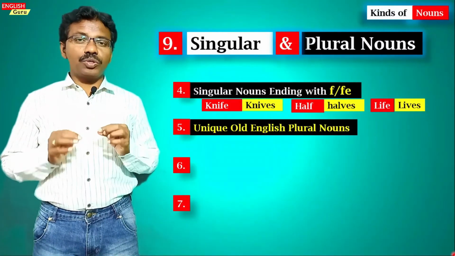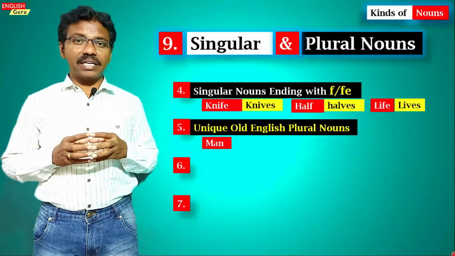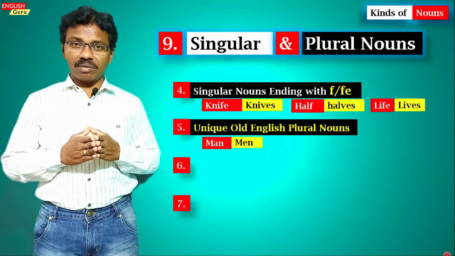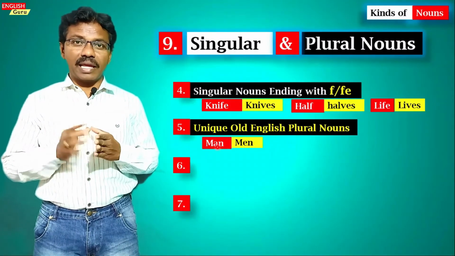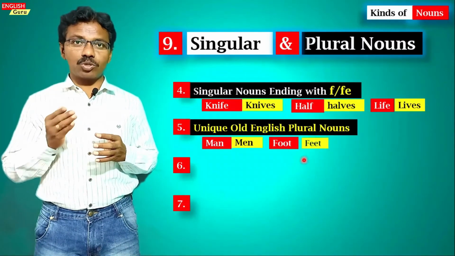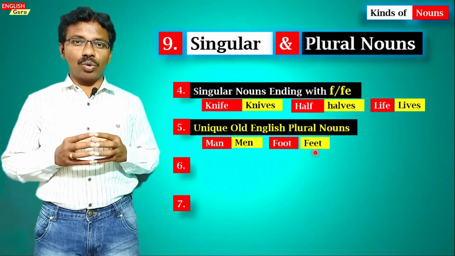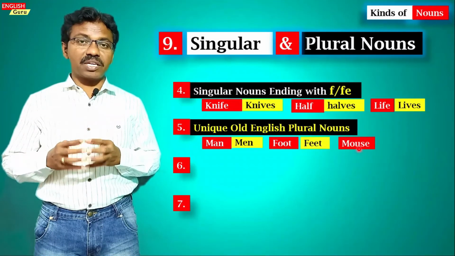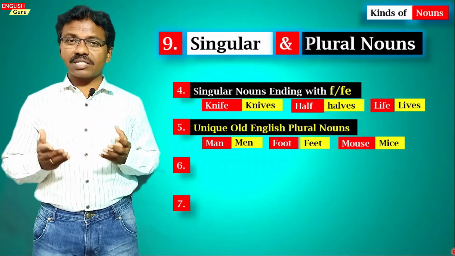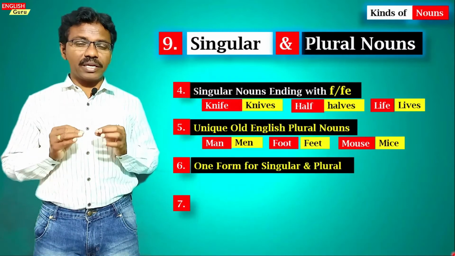The fifth one is unique Old English plurals, and singular do not change at the end, but it changes in the middle. For example, man is a singular, but men is a plural. A is changed to E, so when you change it to E, it becomes plural. Foot is a singular. When you say feet, it's a plural. OO is changed to EE, it becomes plural. Mouse is a singular, but when you say mice, it's a plural. So we should be a bit conscious about these Old English plurals.